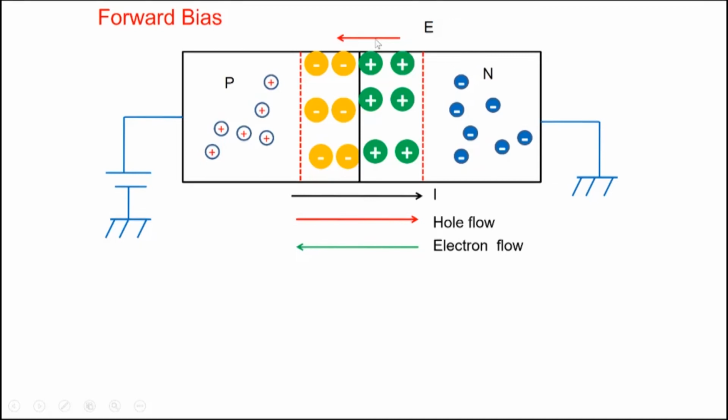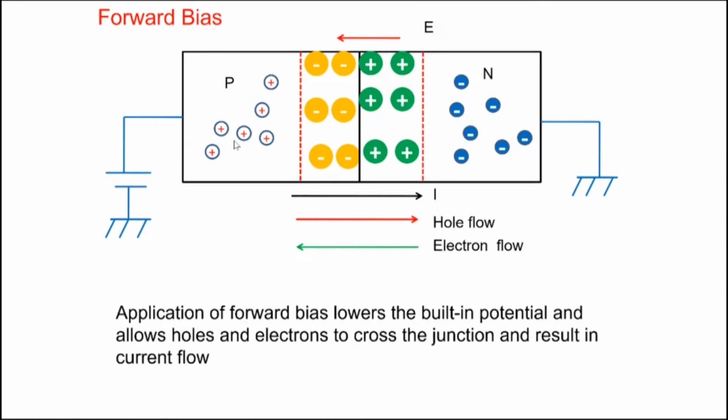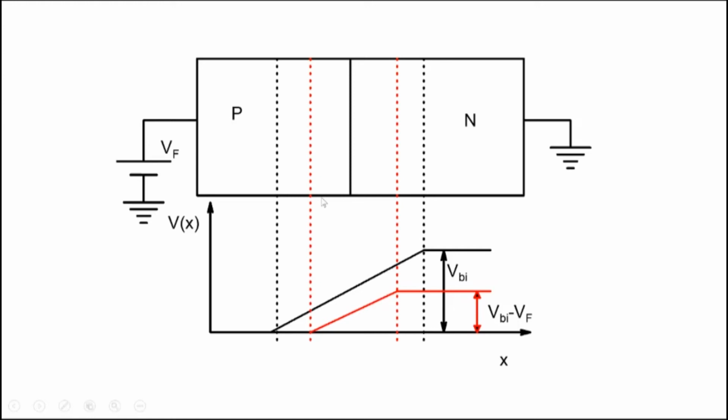But the electric field was preventing it. But the electric field is smaller here. The electric field has been reduced. So the electrons are able to spill over to the P side here. So the current begins to flow. Okay, and that's what we were saying.